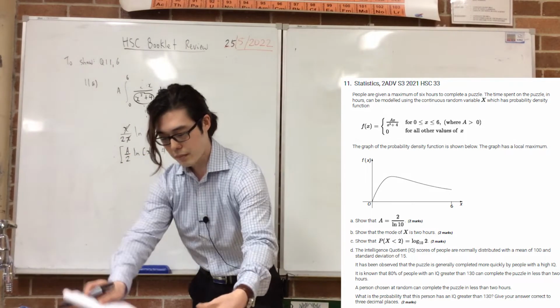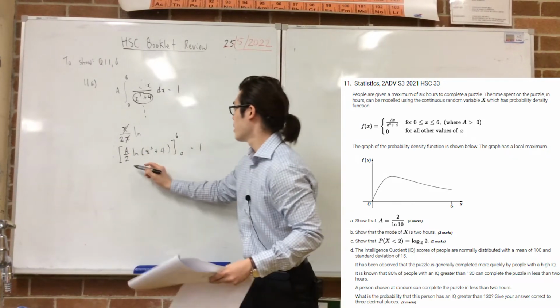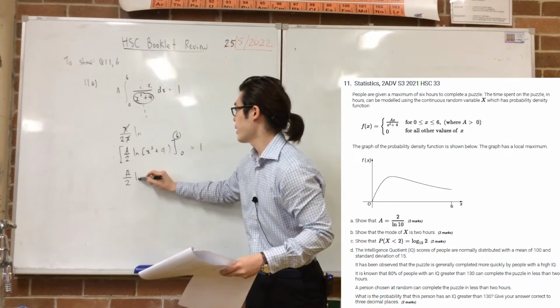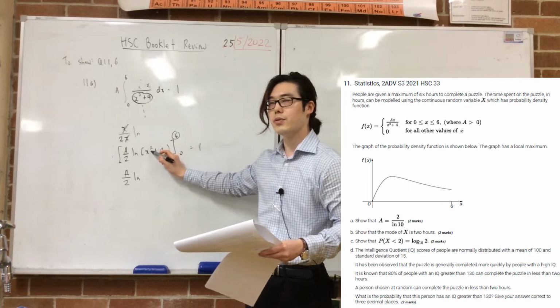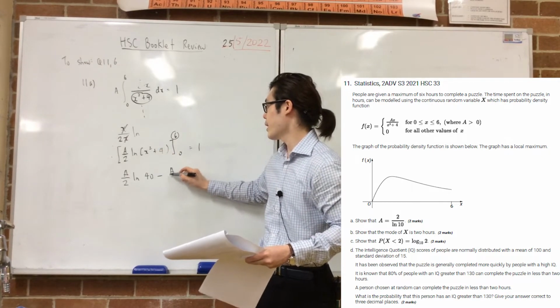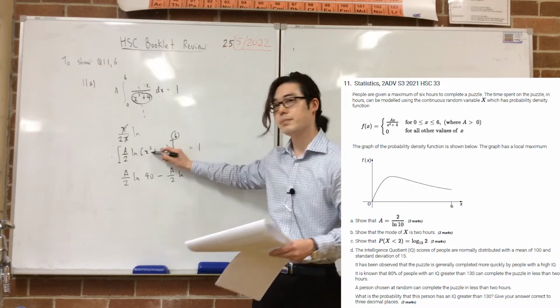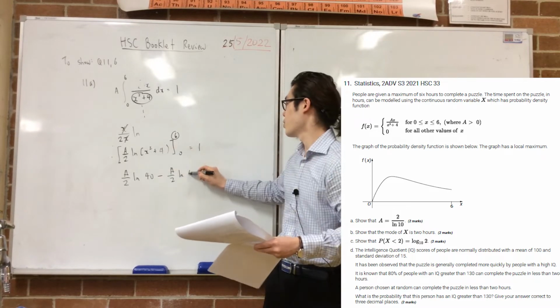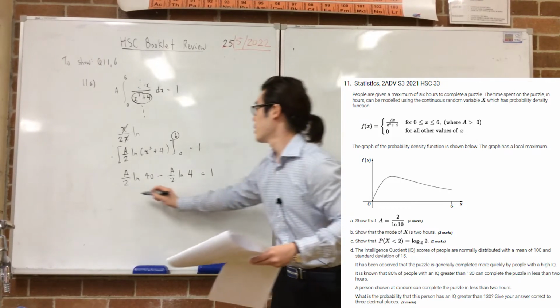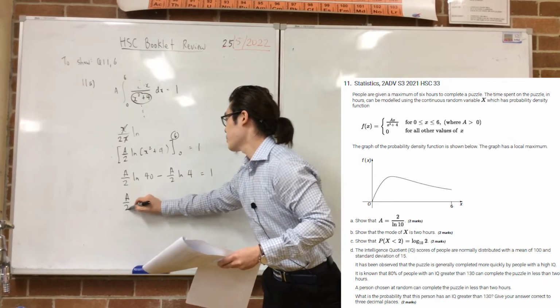All right, let's substitute it in. For this one, I have A over 2 ln of 6 squared plus 4. That's 36 plus 4. That's 40. Take away A over 2 ln. If I substitute 0 in here, it's just 4. That's equal to 1. You with me? Factorize A over 2 out.